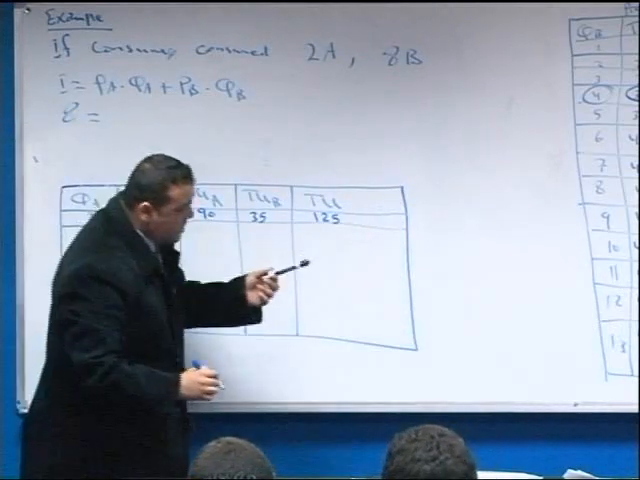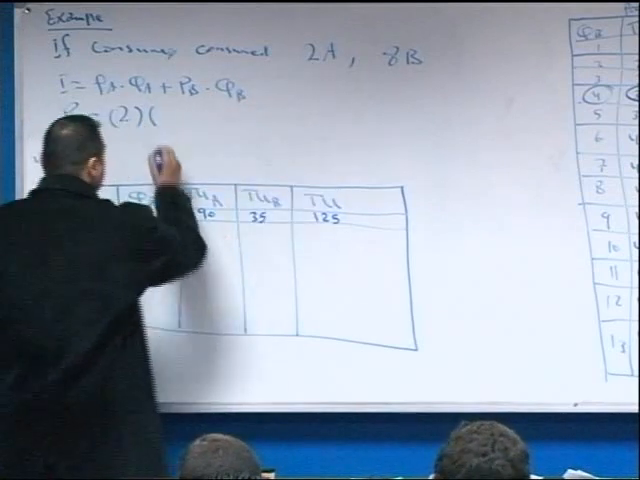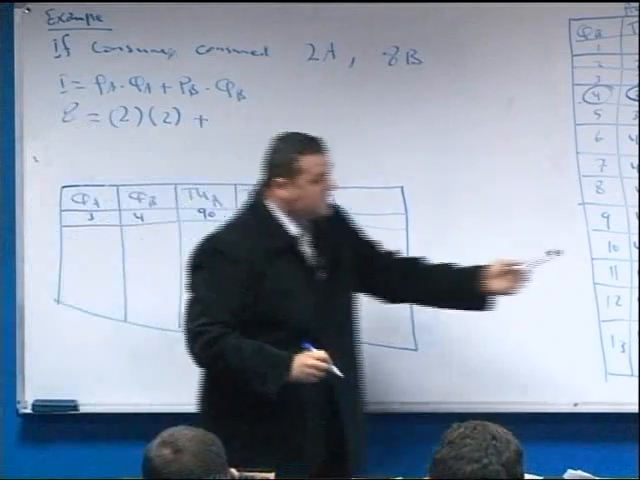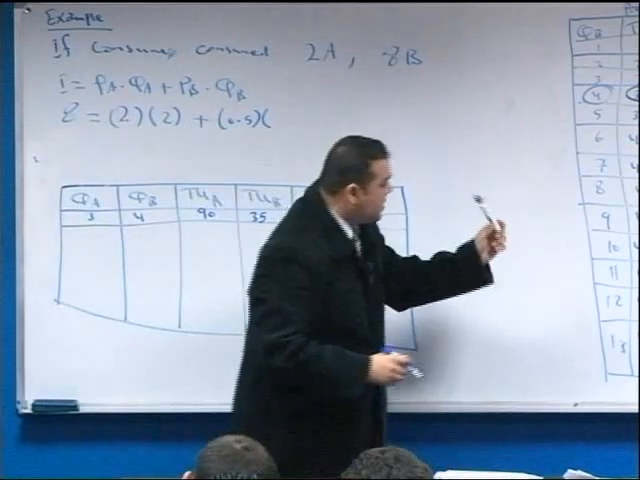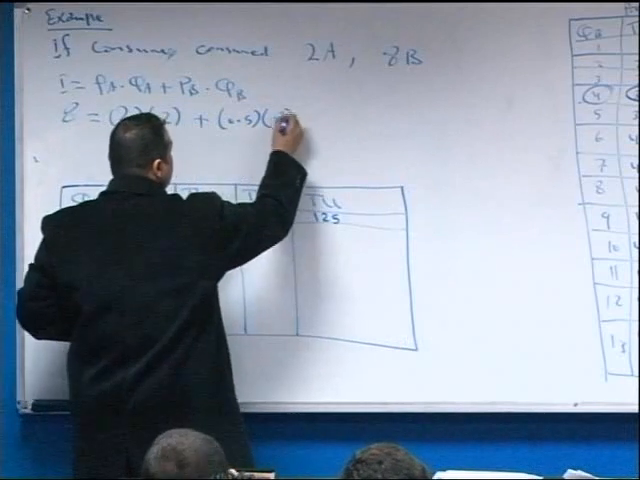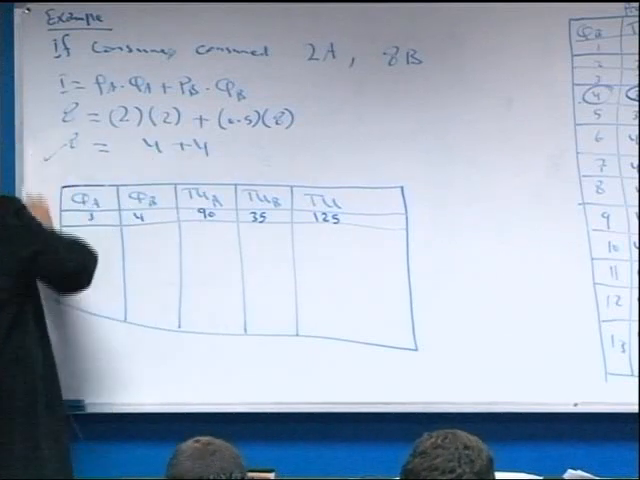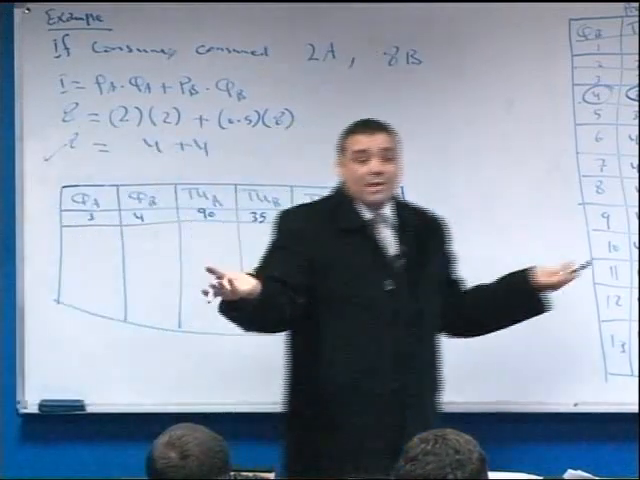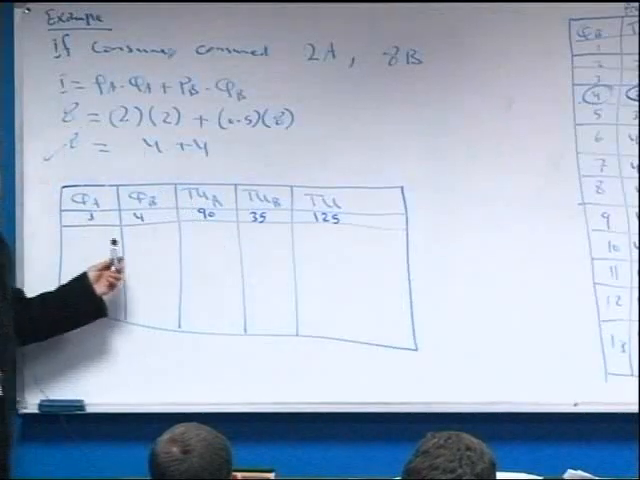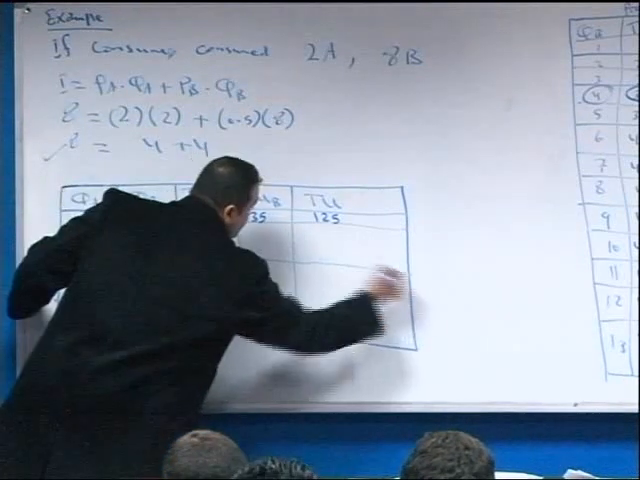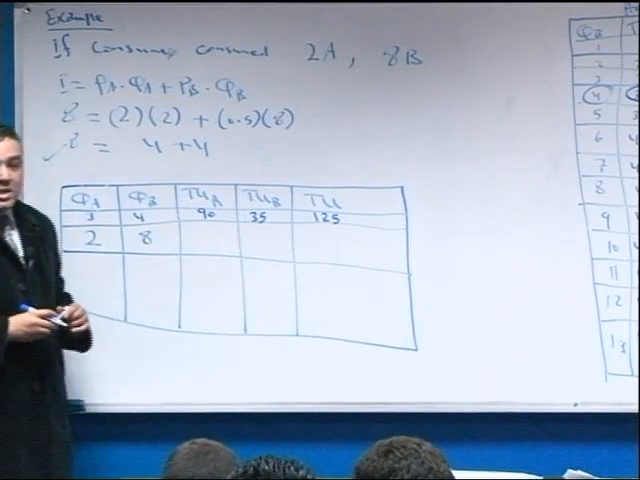Equals the price of A, which is 2, times the quantity of A, 2, plus the price of B, which is half, times the quantity, how much? Yes, 8. So the second condition, 4 plus 4, has been met in this case. But what about the first condition? Let's calculate the total utility when the consumer consumes 2 units of A and 8 units of B.